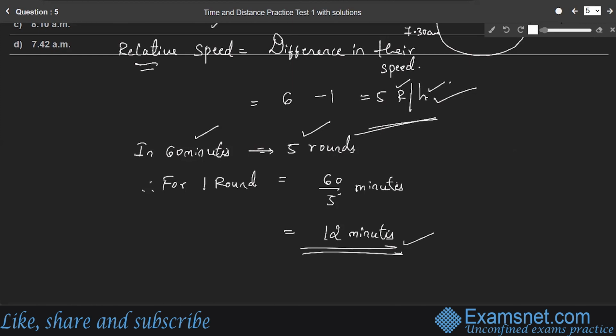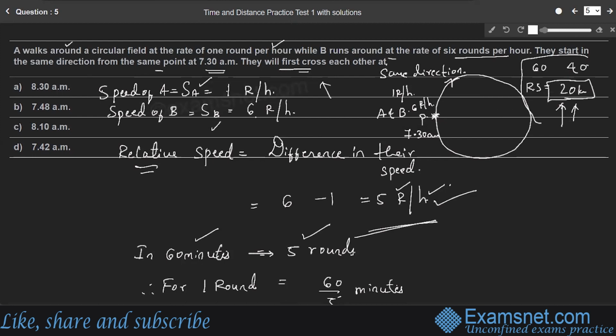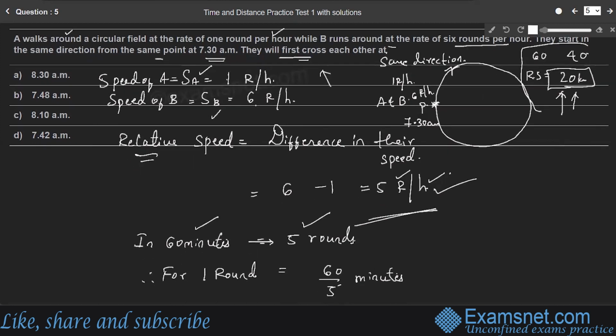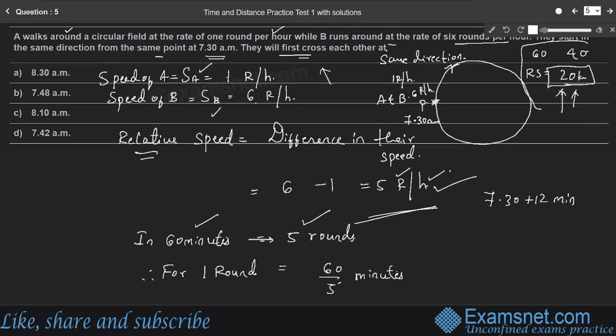Since both are moving with different speeds in the same direction, they are meeting after 12 minutes. That means 7:30 plus 12 minutes, at 7:42 both the bodies meet each other. They first cross each other at 7:42 a.m. Hence, option D is the right answer.